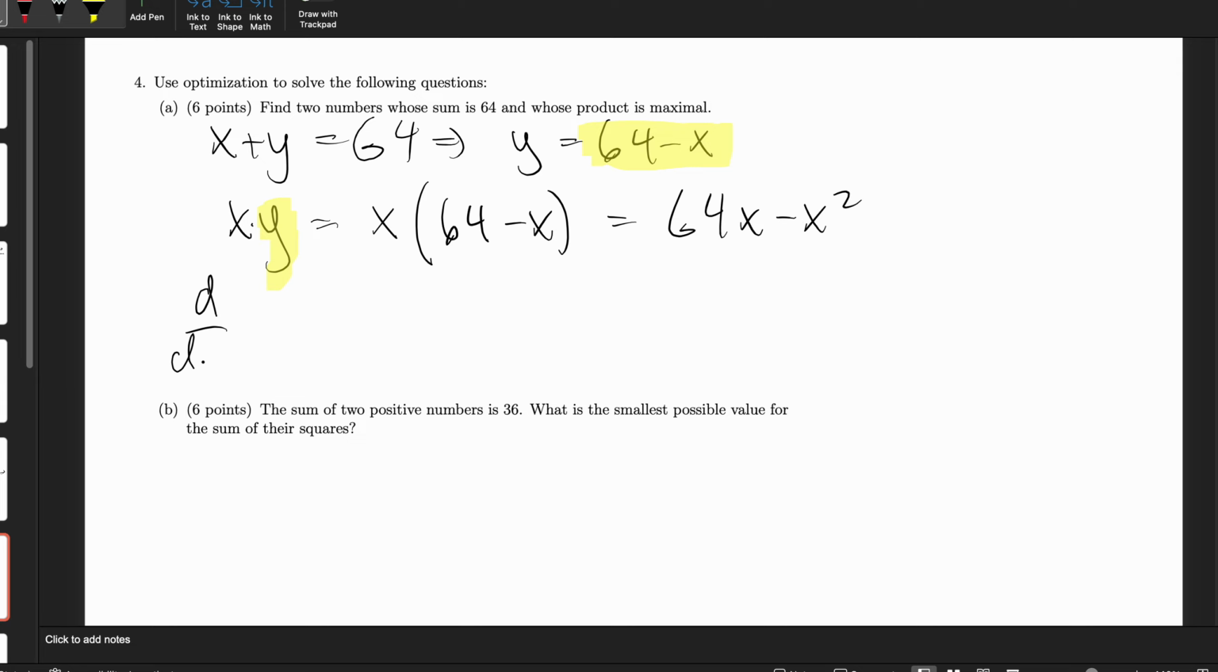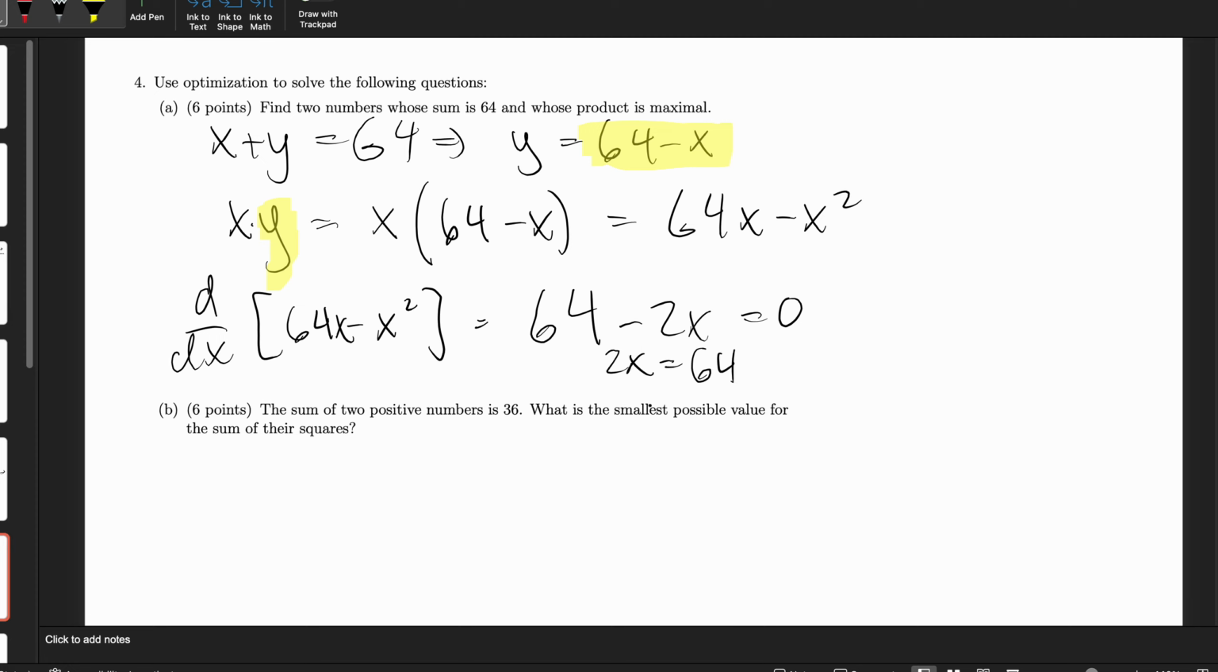So the derivative of this, I forgot this x here. The derivative of this is 64 minus 2x, and we set that equal to 0. If you solve this, you get 2x equals 64, x equals 32. Okay, so if x is equal to 32, and I know that x plus y equals 64, so this tells me 32 plus y equals 64.